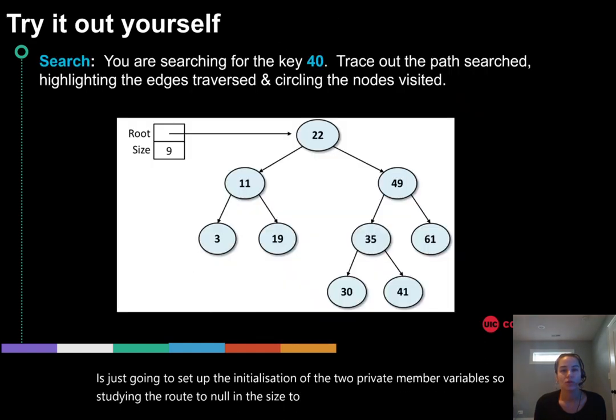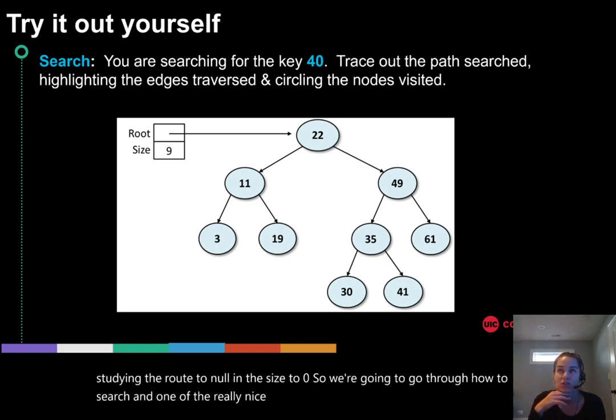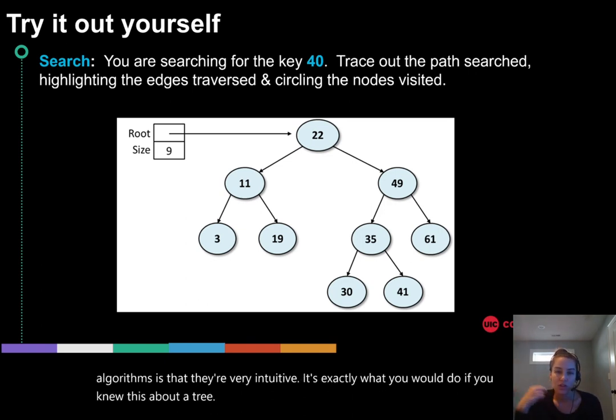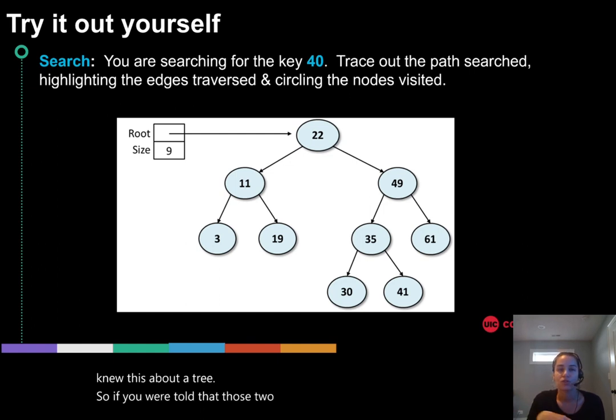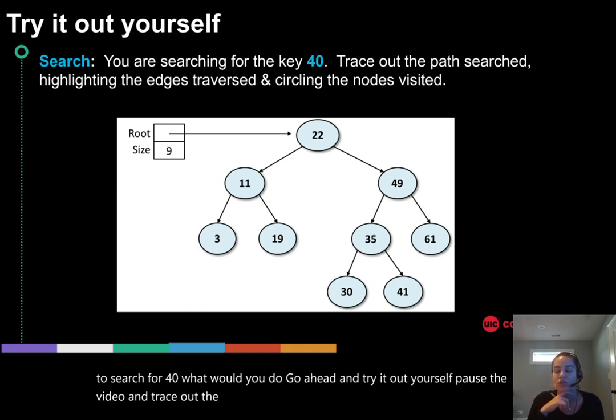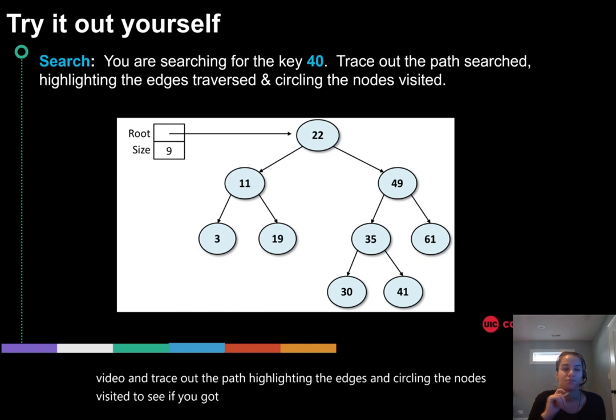So we're going to go through how to search, and one of the really nice things about binary search tree algorithms is that they're very intuitive. It's exactly what you would do if you knew this about a tree. So if you were told that those two conditions were true for a tree and you were asked to search for 40, what would you do? Go ahead and try it out yourself. Pause the video and trace out the path, highlighting the edges and circling the nodes visited to see if you got it. And then come back and we'll do it together.